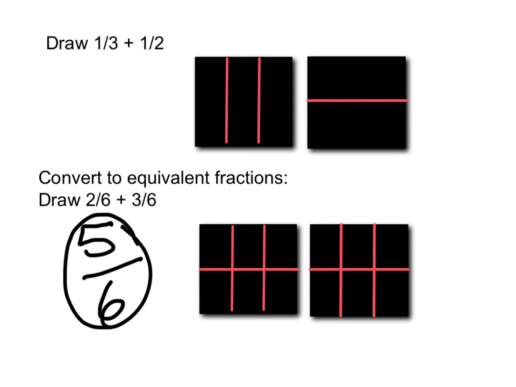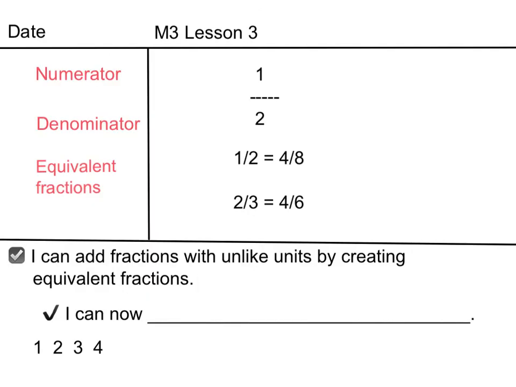At the very end, after you've done your problem sets, I want you to go back to the beginning of your journals, and I want you to check in. I want you to write down your reflection about today's lesson. I can now. What can you do? I want you to fill it out. Circle either 1, 2, 3, 4 based on your learning. And what can you do now? I can now create what? Equivalent fractions. Finish that sentence.